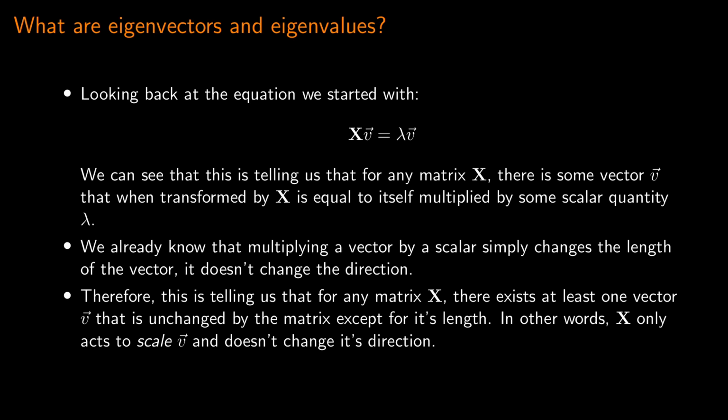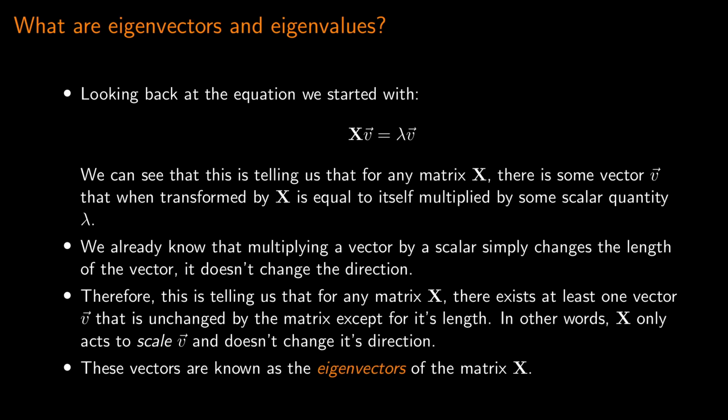Now, this is not going to be the case for a general vector. It will only be the case with a very specific vector. There'll be at least one. Usually you have as many of these vectors as there are rows in the matrix. Okay, so these vectors are actually known as the eigenvectors of the matrix X.